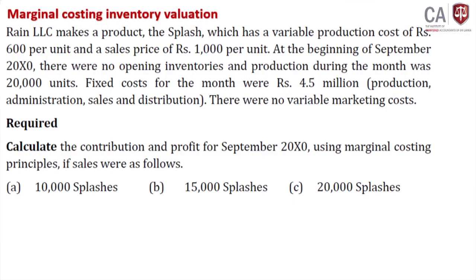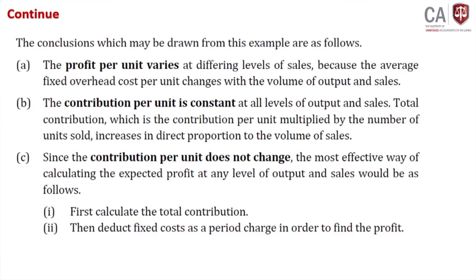I have summarized the entire story. Look at this. The conclusion from this calculation is what? The profit per unit varies at different levels of sales, because the average fixed production overhead cost per unit changes with the volume of output and sales. That is the first thing.